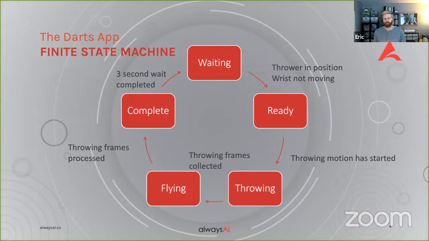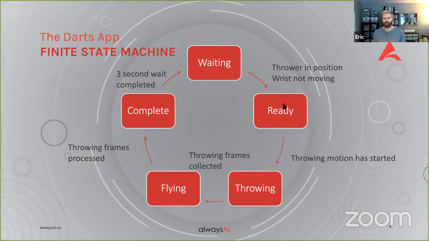What I did was, at this time I'm still doing the inline processing, so I'm getting 8 FPS, but I'm measuring if there's a sudden increase in velocity. If we get that sudden increase in velocity, we go into the throwing state. In that state, we're collecting a batch of frames. I think it was a half second. I think I collected 15 frames.